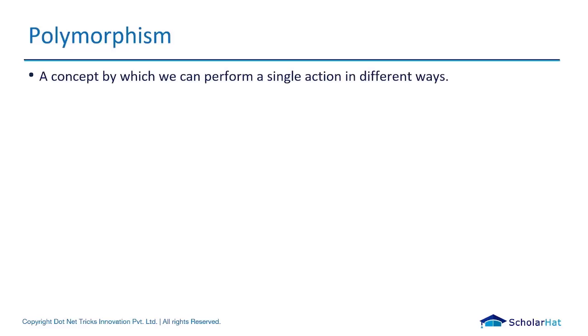Now the next topic you're going to learn is polymorphism. I'll take a real life example. What does polymorphism mean? Poly means many, morphism means forms. So something which has many forms is what polymorphism is.